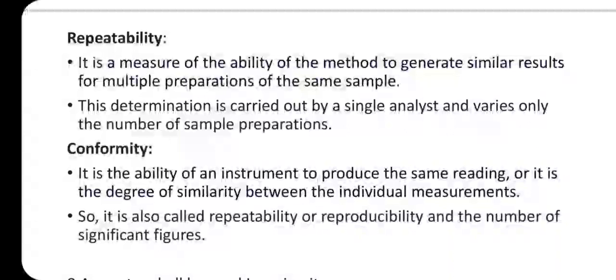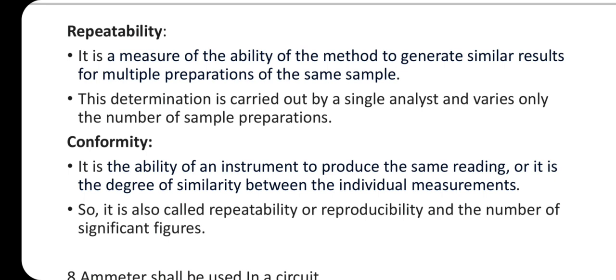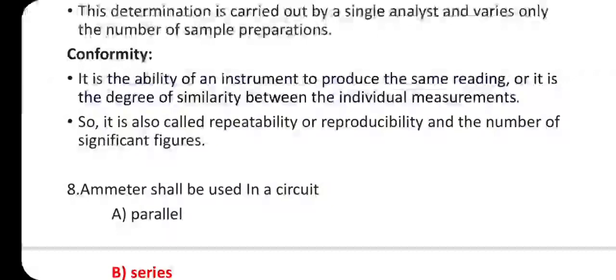Repeatability. It is a measure of the ability of the method to generate similar results for multiple preparations of the same sample. This determination is carried out by a single analyst and varies only the number of sample preparations. What is conformity? It is the ability of an instrument to produce the same reading, or the degree of similarity between the individual measurements. So it is also called repeatability or reproducibility, and the number of significant figures.